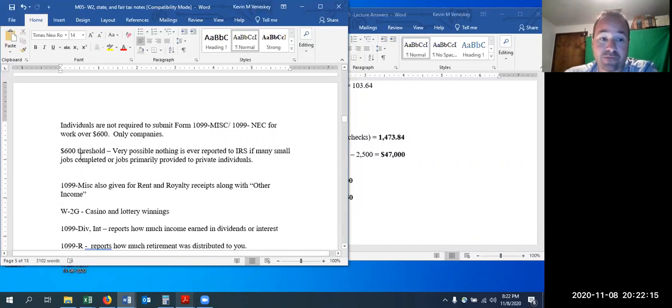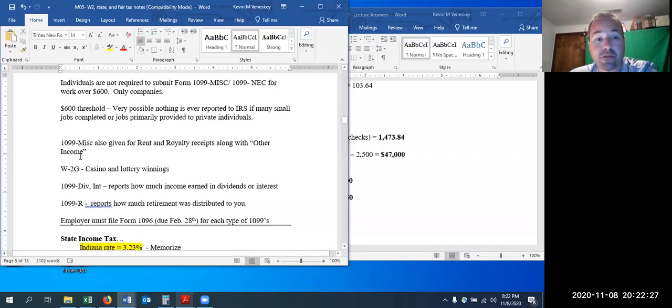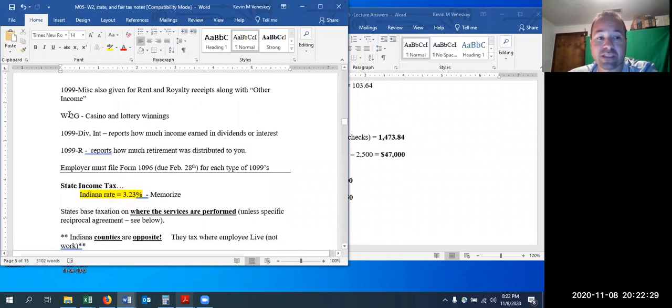And then also, of course, if you do a small job, you get paid $350, and that's the only thing you do, even if you worked for a company, they don't have to file a 1099 miscellaneous for you. Some other forms here, a few others. The W-2G: if you win money with the lottery or at a casino, you're going to get a W-2G.